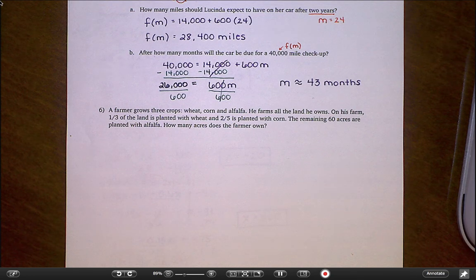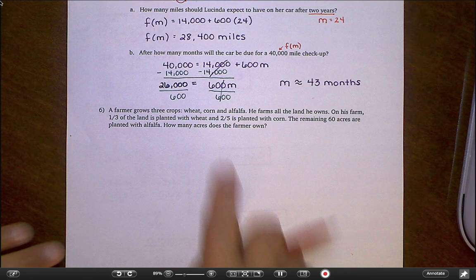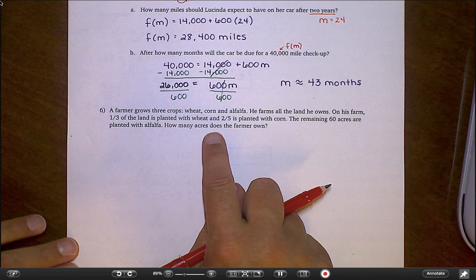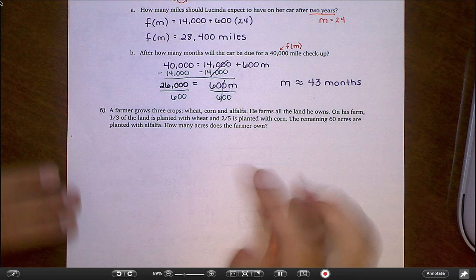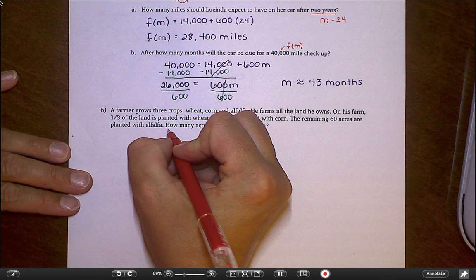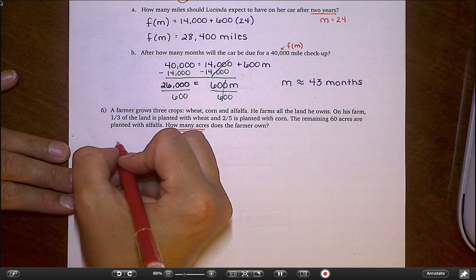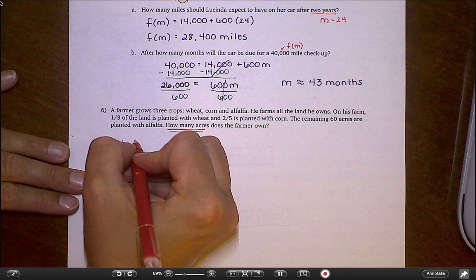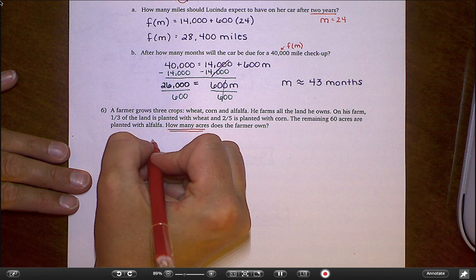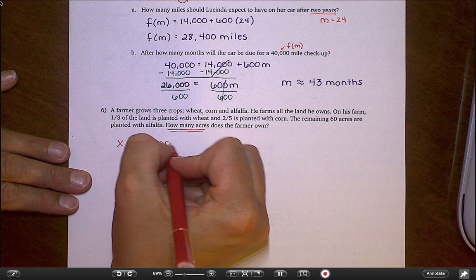So we're going to start with a technique, and I'm going to make you do this a lot this year, called defining the variable, which means before we even start, we need to define for ourselves what X is going to represent. You can almost always find the answer to that question down here at the end of the problem. The question is, how many acres does the farmer own? So what we want our X to represent is the number of acres. That's our unknown. That's the thing we're trying to find.